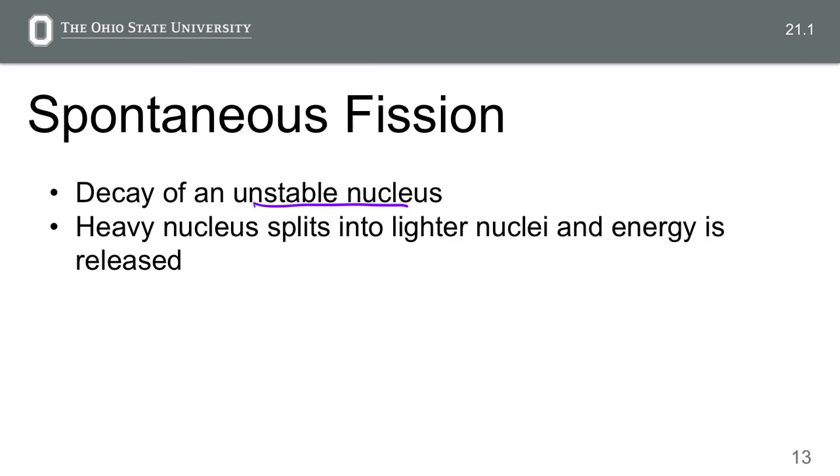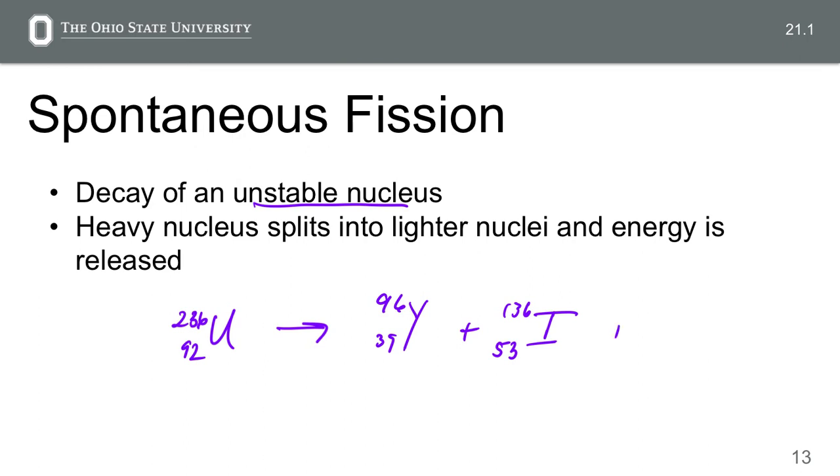So a good example is uranium-236. It undergoes spontaneous fission to form yttrium-96 and iodine-136. So this is probably why we do iodide, because now you have it as a product of a spontaneous fission reaction. And what else? This is hard to see.